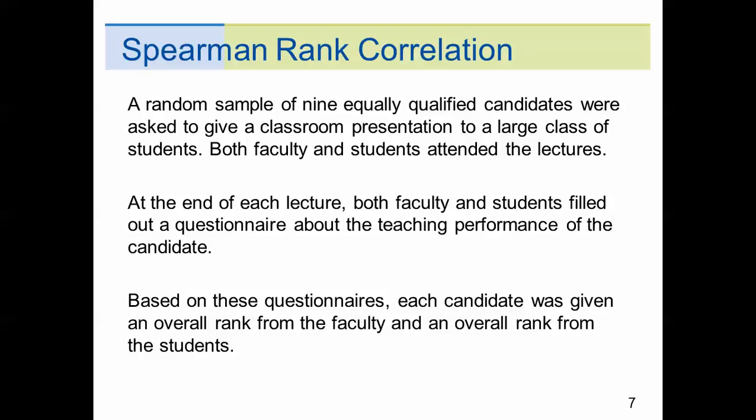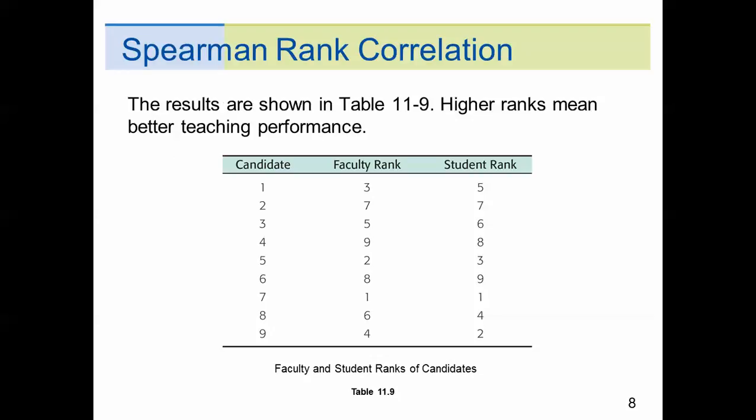So at the end of each lecture, both faculty and students filled out a questionnaire about the teaching performance of the candidate. Based on these questionnaires, each candidate was given an overall rank from the faculty and an overall rank from the students. The results are shown here. So you've got the 9 candidates. You can see how the faculty has ranked each candidate. And again, it's a rank. It's not like this person scored this and this person scored that. It's just how they fared against the other people. And then you can see how the students ranked them.